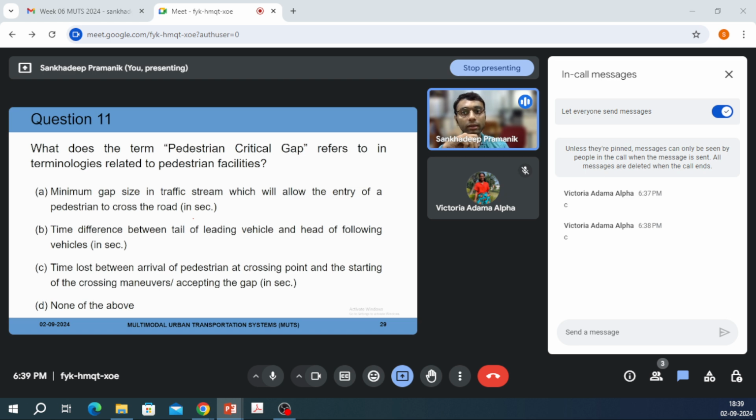Next is, what does the term pedestrian critical gap refer to in terminologies related to pedestrian facilities?